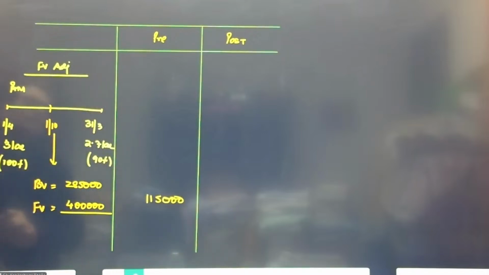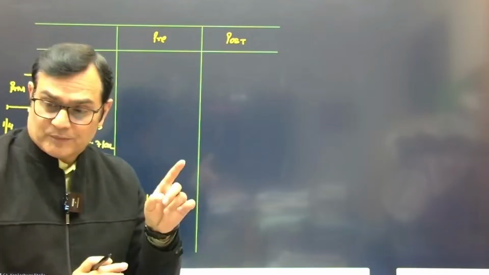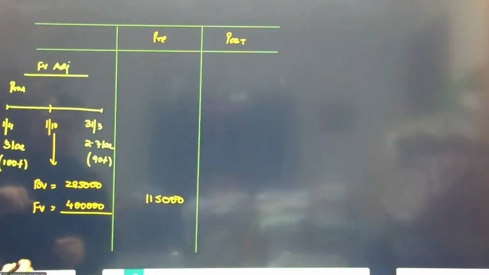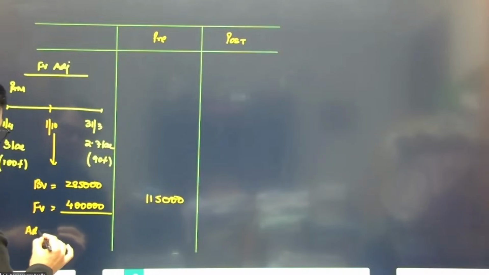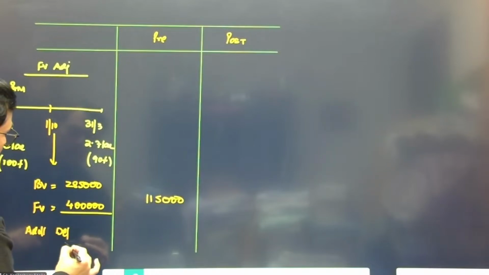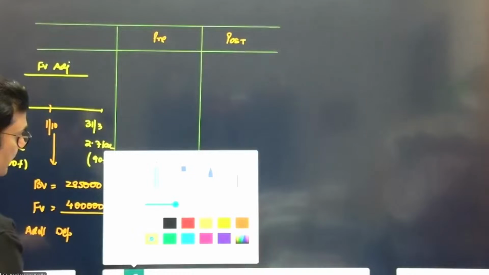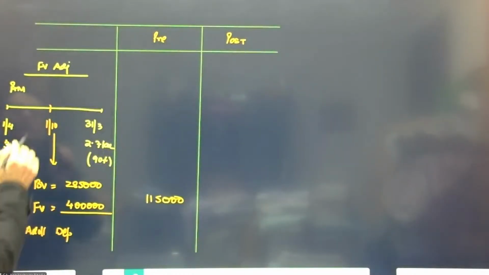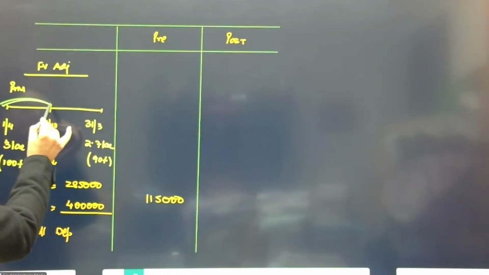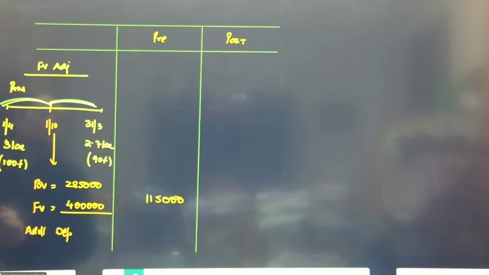Anything else for the fair value adjustments? Additional depreciation, sir. Correct, absolutely. We've got an additional depreciation. Can you tell me what will be the additional depreciation in this case? Not for the first 6 months, but we need to consider the next 6 months. What amount are you going to consider for the additional depreciation?